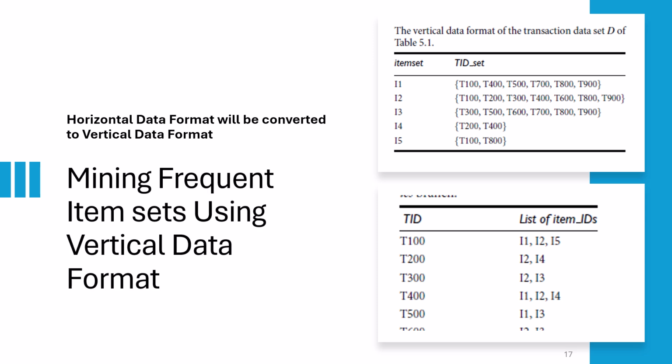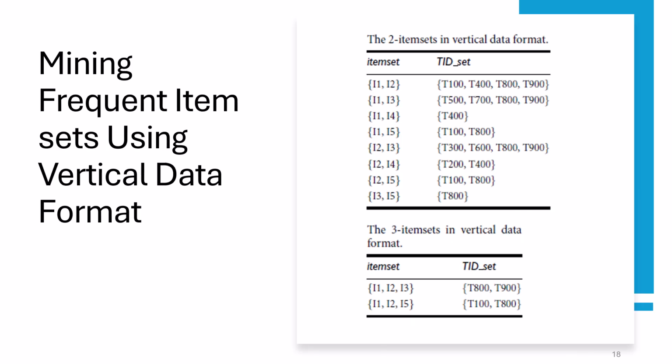Table shown on the screen. The horizontal data format is converted to vertical data format. In this table on the screen, the two-item sets in vertical data format, such as {I1, I2}, are shown with the transactions in which they appear. The transaction IDs are listed under the TID set. Likewise, all the combinations of two-item sets are given with their respective transaction numbers.